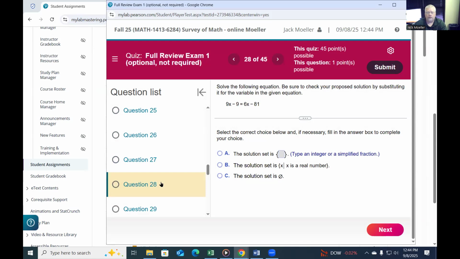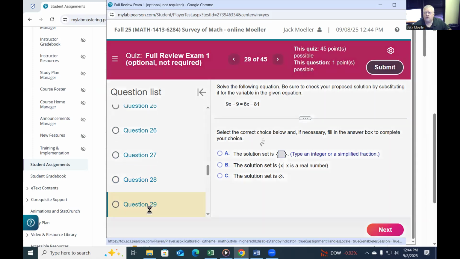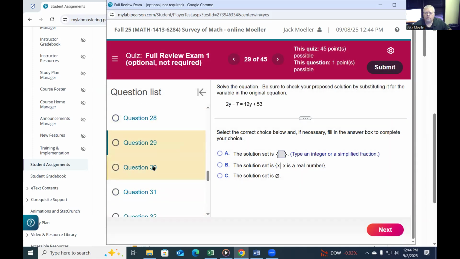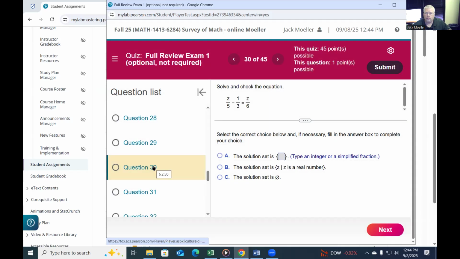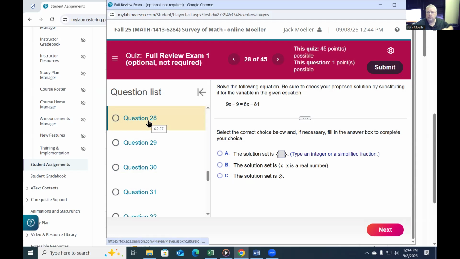Okay. All right, so now when you get into equations of having variables on both sides, this to me is more like the multi-step. So this is like the middle portion of 6.2. And so, yeah, definitely you're going to have to solve them with variables on both sides. There's some fractions, so I'm going to come back to that. So let's do this one. This is my number 28. So we're solving 9x - 9 = 6x - 81.